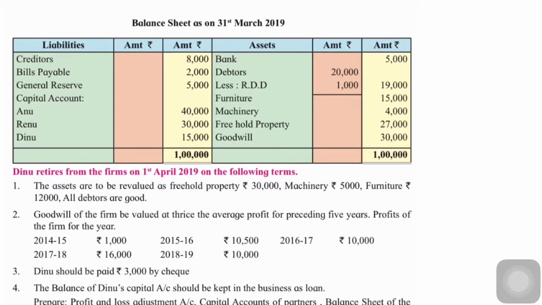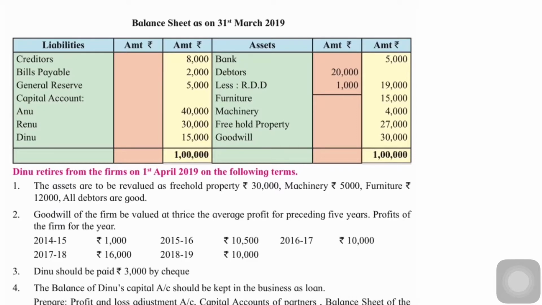All debtors are good, that means RDD is not required. So decrease in liability, so revaluation account, credit side, and here there will be no RDD shown in the new balance sheet. The goodwill of the firm is to be valued at thrice the average profit for preceding 5 years. Profits of 5 years are given to you. Find the total profit, average profit, and then find out the amount of goodwill. And goodwill is given in the old balance sheet. So the difference will go to revaluation account.